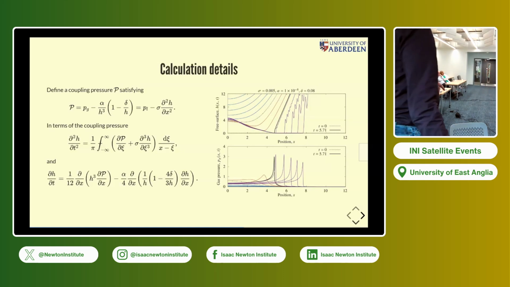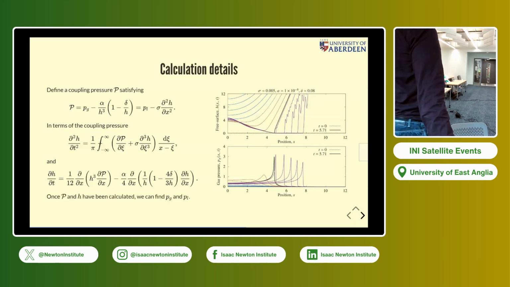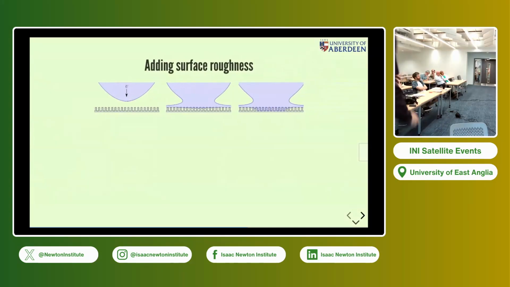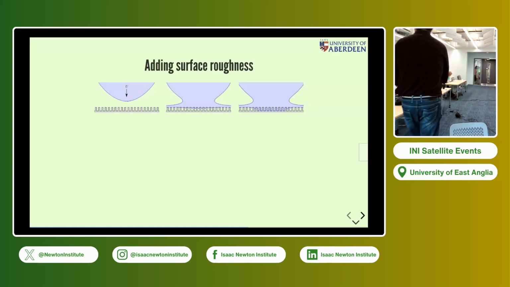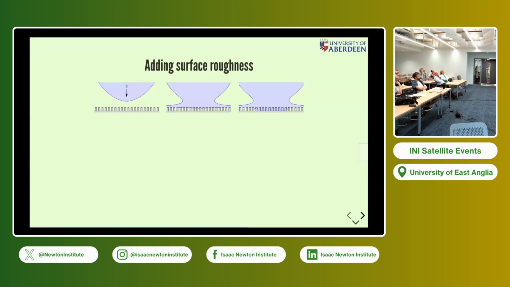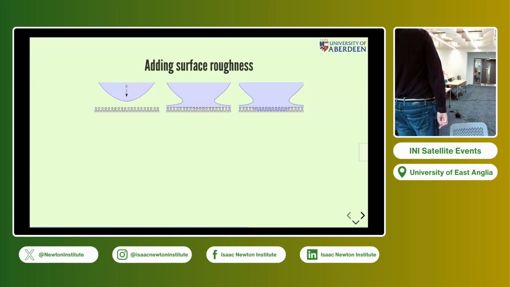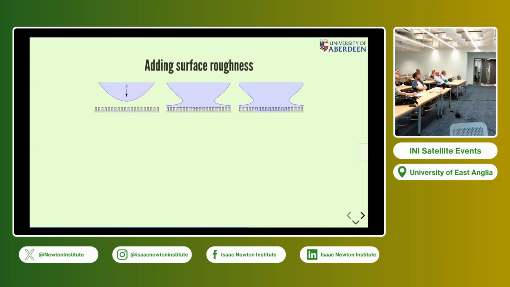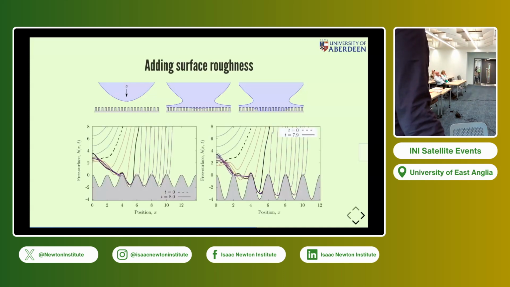I'm not actually going to show you pictures for that, but what I will show you are some cases where I want to try and add a bit of roughness. This is probably somewhat ill-advised in the context of a lubrication theory, but let's see what we can and can't do in terms of assuming I have some prescribed height of my lubrication layer, rather than the flat surface. And I've just put some sinusoidal profiles in as roughness.